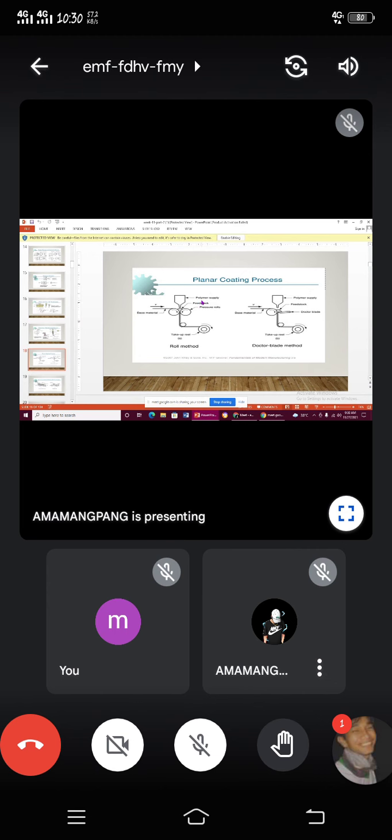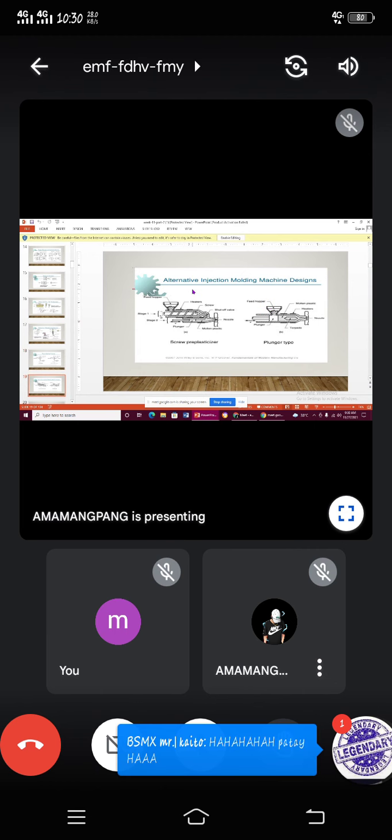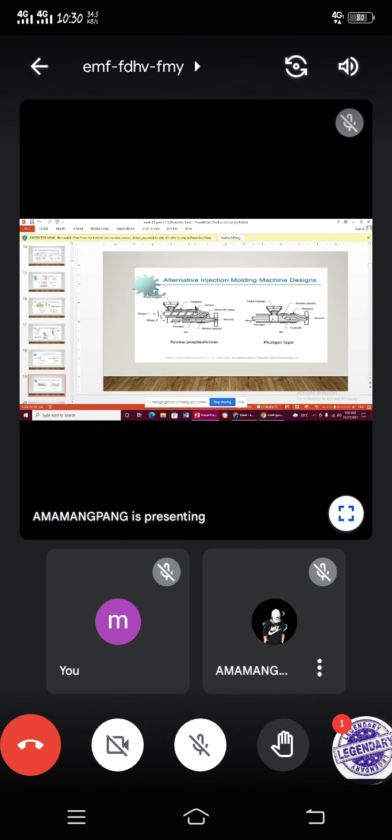So next, the diagram of planar coating processes. So this is the roll method. So this is the doctor blade method. So next is the alternative injection molding machine design. So this is the screw plasticizer. So this is the plunger type.